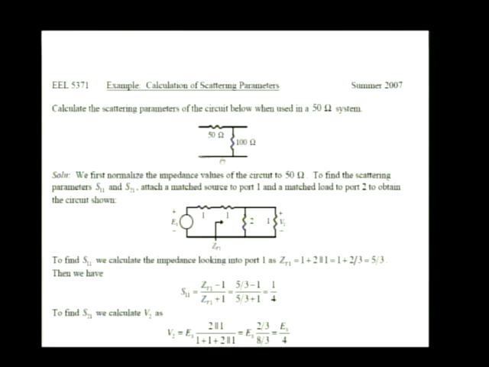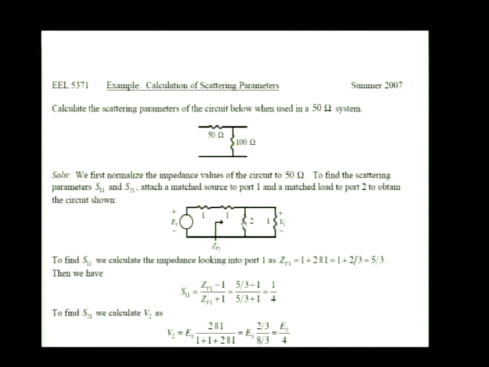So for calculating the two scattering parameters S11 and S21, that's where I place a matched source on port 1 and a matched load on port 2. That is to say, a voltage source of 50 ohms impedance to port 1 and a 50 ohm load up to port 2. So this is the circuit I make use of for calculating S11 and S21. Here's the matched source connected up to the L-shaped two-port circuit, and here's the matched load.